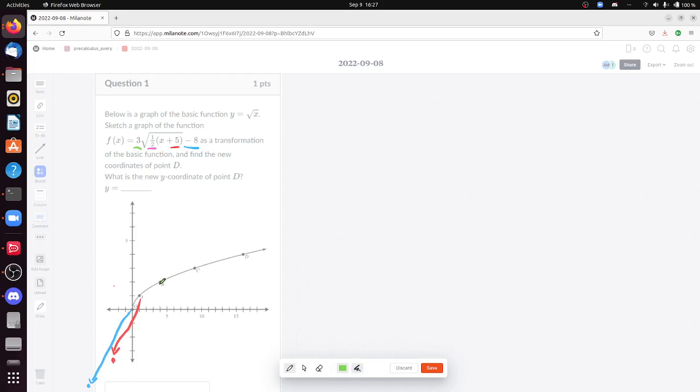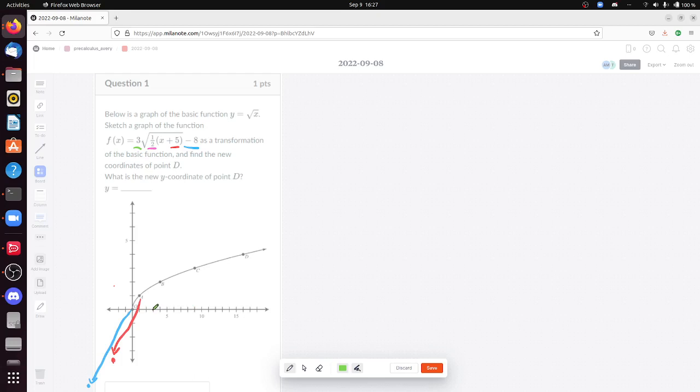So here we're looking at the point (4, 2). First we're going to stretch out the x-coordinate to 8. So we're going to go from 4 to 8 on the x-coordinate, which is here. And then we're going to subtract 5. So 8 minus 5 will put us at 3. So now we're here after the second transformation.